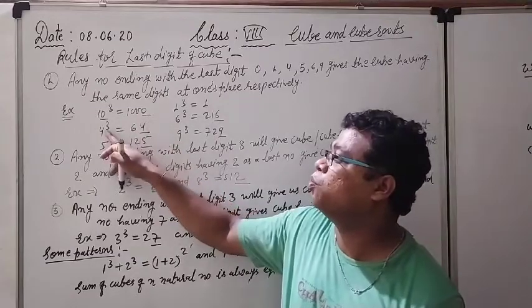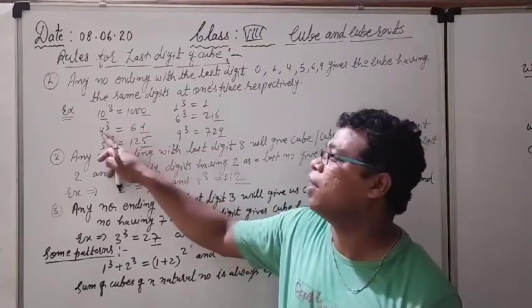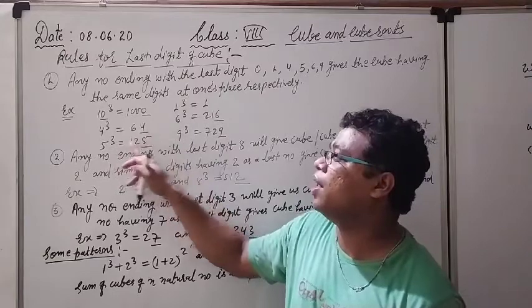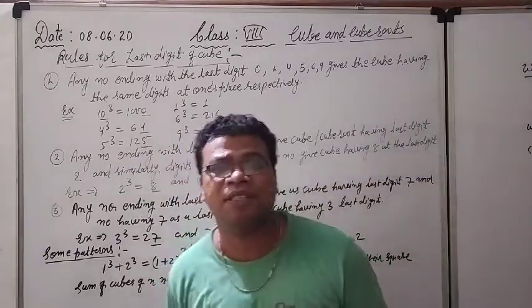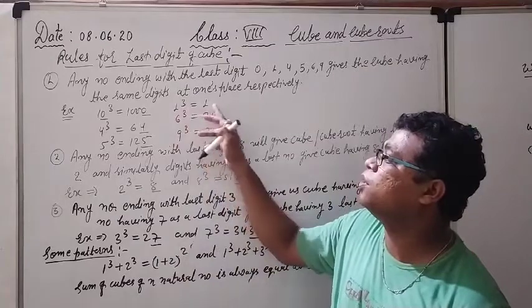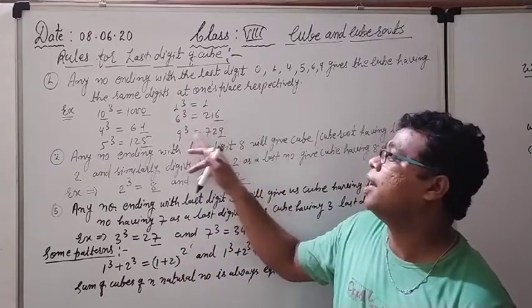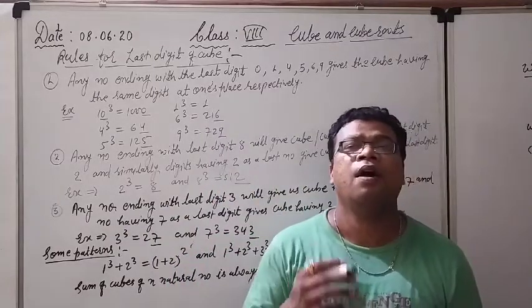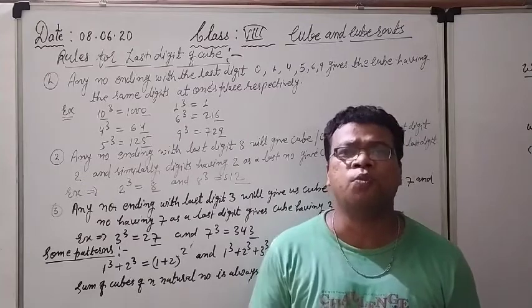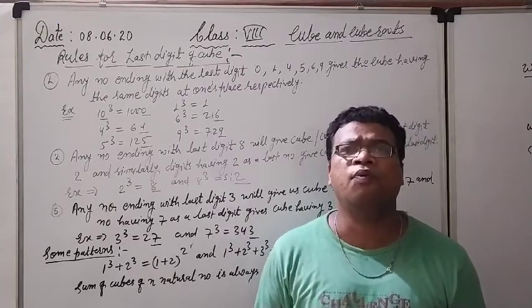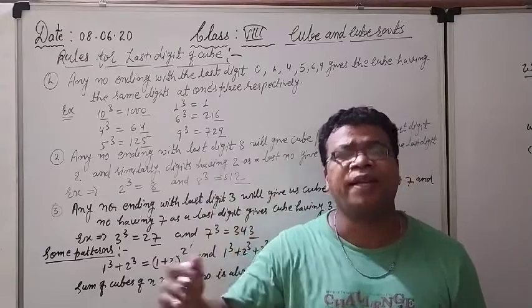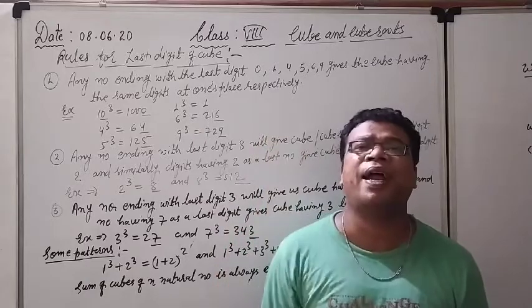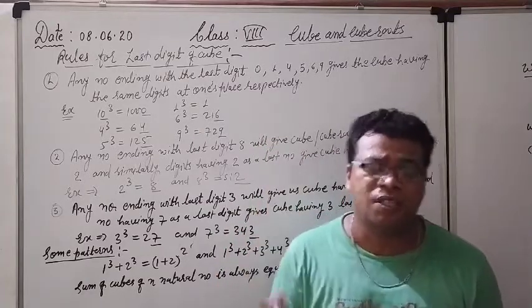Same like that, 4 cube is 64. Again you can match. When I find 4 cube, I again get 4 as the last digit. Right now 5 cube equals 125. Again I get 5 as the last digit. Same like that you can see 1 cube is equal to 1, 6 cube is equal to 216, 9 cube is equal to 729. So what does the rule say? Any number whose last digit or ones place digit is 0, 1, 4, 5, 6, 9, when we find the cube or cube root of such a number, we will get the same digit at the ones place or as the last digit.